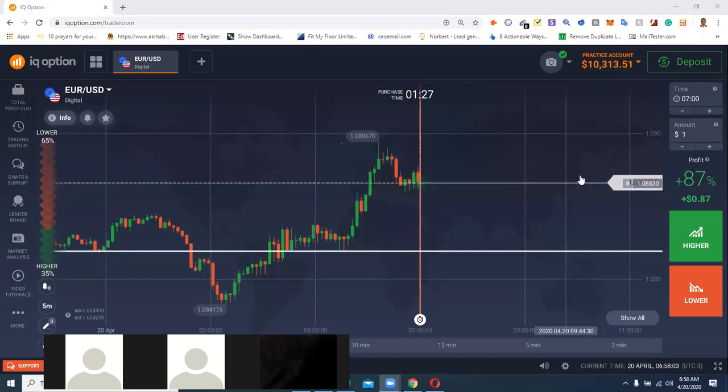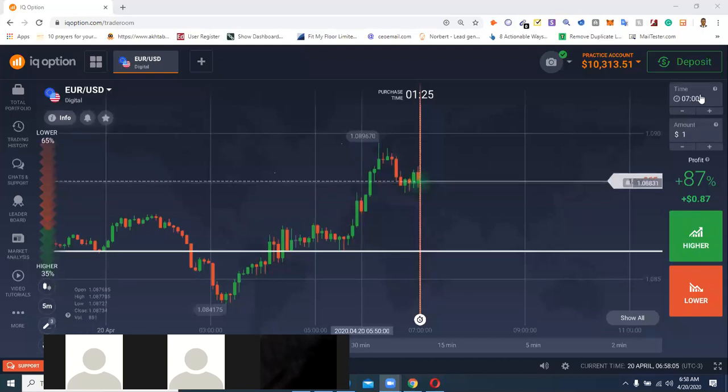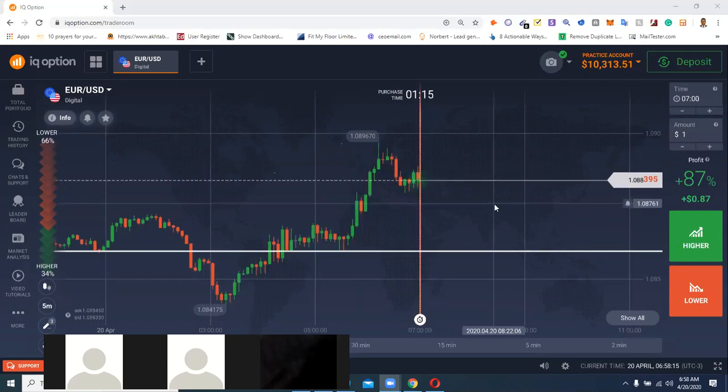So now we are waiting to take a trade at 7 o'clock. Okay, so we need this to be 6:59:30 so that we can change the time here to 5 minutes after the trade has started. I hope you are getting that. So let's wait for it to get there.